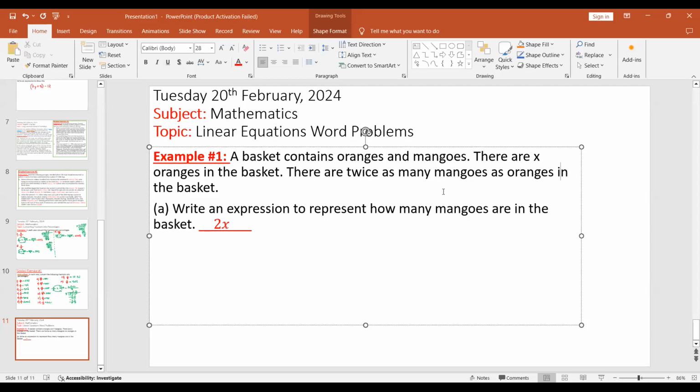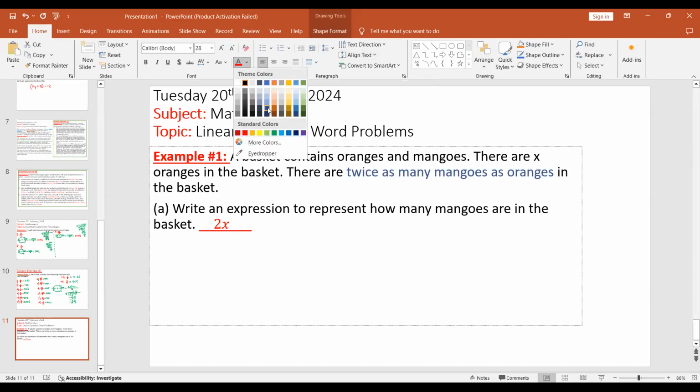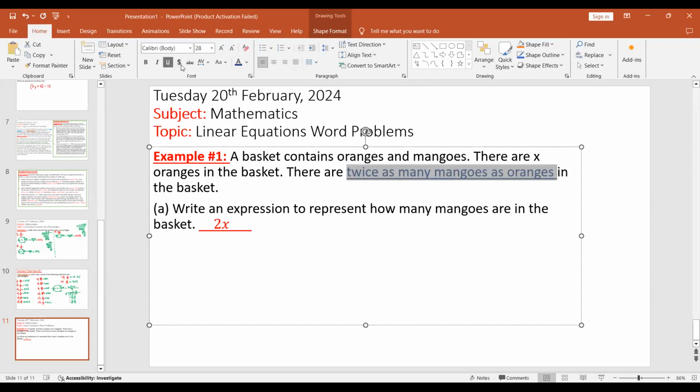So a basket contains oranges and mangoes. There are X oranges in the basket, and we have twice as many mangoes as oranges in the basket. So we want to write an expression to represent how many mangoes are in the basket. Now the expression is going to be 2 times X, right? Why is it 2 times X? Because they say there's twice as many mangoes as oranges, right? So that's the big hint right there.